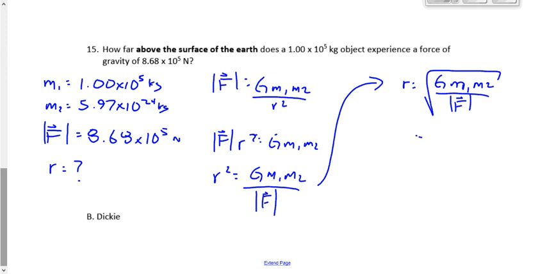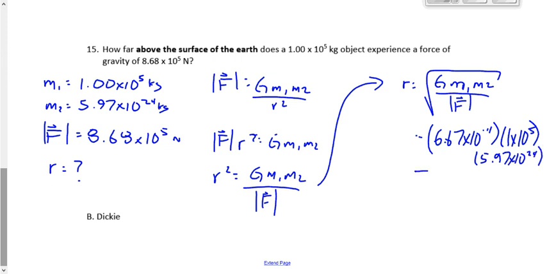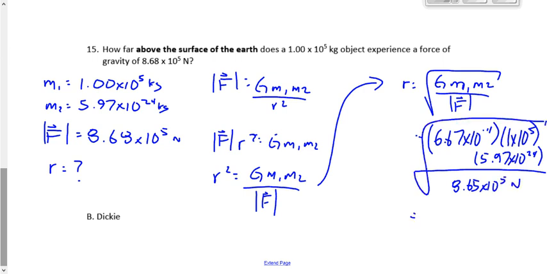All right, let's sub our numbers in here now. We got 6.67 times 10 to the negative 11 times the mass, 1, which is 1 times 10 to the 5, times the mass of the Earth. Divide that by the force. It's a pretty big force because we're dealing with the Earth here. And then we square root that. Let's do that on the calculator as well.